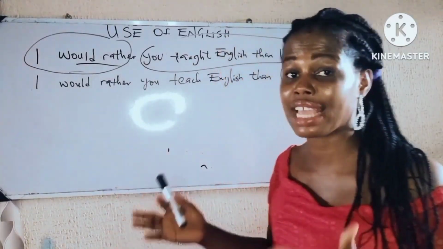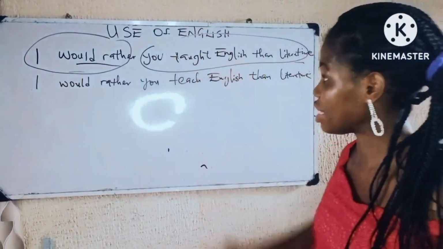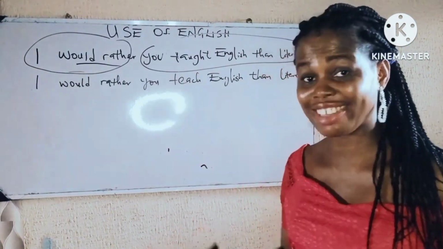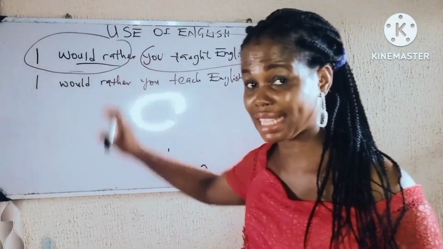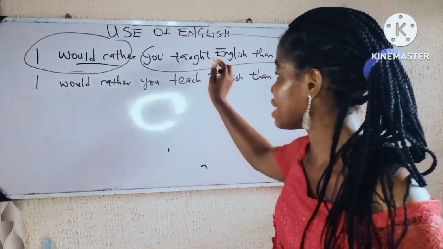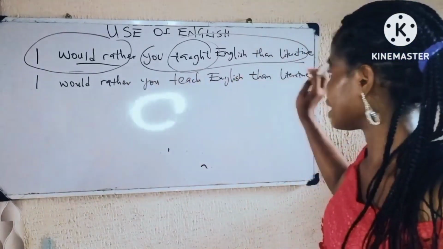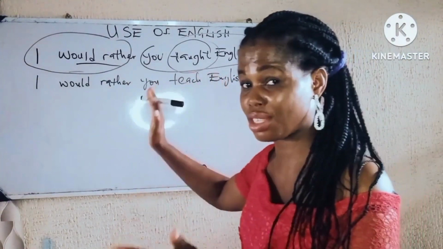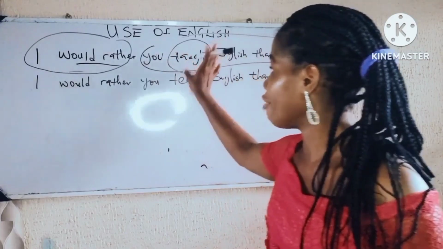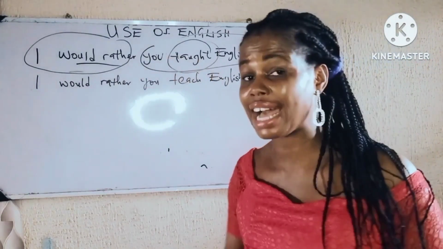Each of them has a subject. I is the subject of the first part of the sentence, and in the second part we have you as the subject. Now when you have a sentence that contains would rather and the subjects in the two parts are different, you're going to use a verb that is in the past tense. I would rather you taught English than literature. When the subjects of the two parts refer to two different people, the verb is going to be in the past tense.